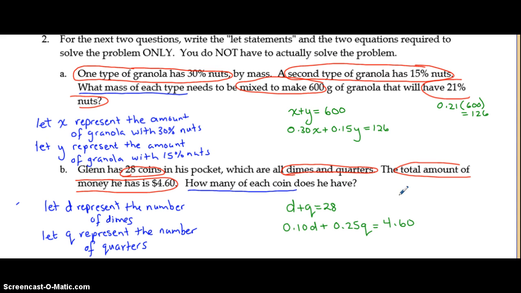All right, and lastly, this is what your equations should look like. The number of dimes plus the number of quarters is equal to 28, because there's 28 coins. And to bring in the mixture part, it's 10 cents for every dime plus 25 cents for every quarter, and that will total $4.60. Once you've got these equations, just decide if you're going to use substitution or elimination, and then you're good to go.